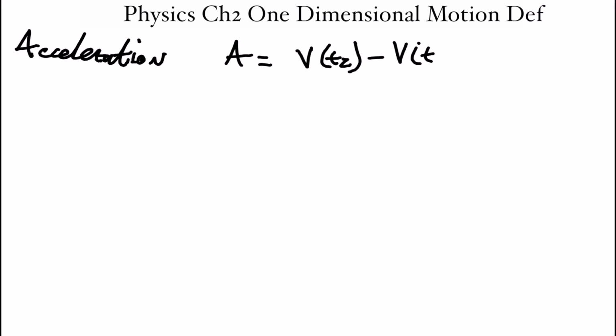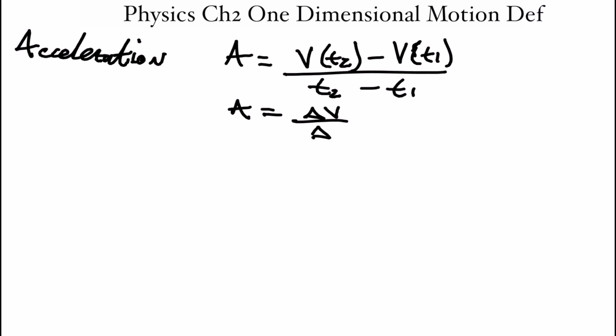Acceleration is denoted by a equals velocity at time 2 minus velocity at time 1, or change in velocity, in parentheses, over time 2 minus time 1. You can rewrite that as a equals change in v over change in t, whatever is easier for you.